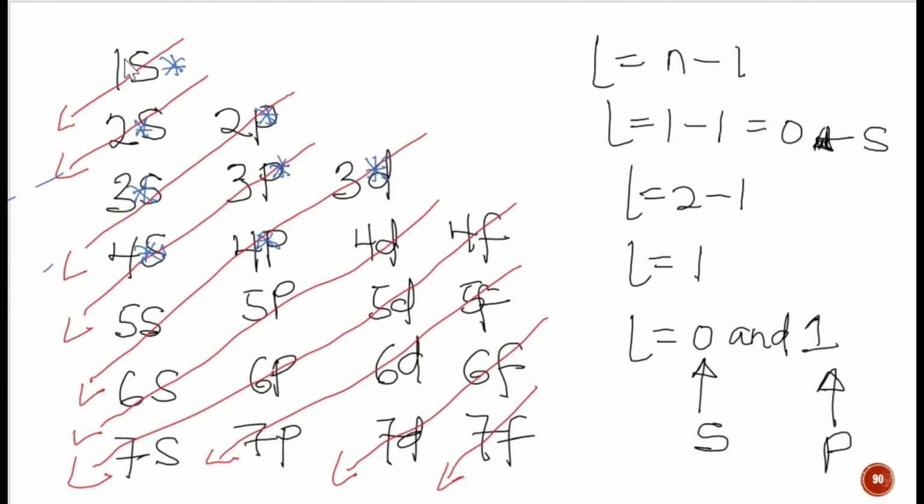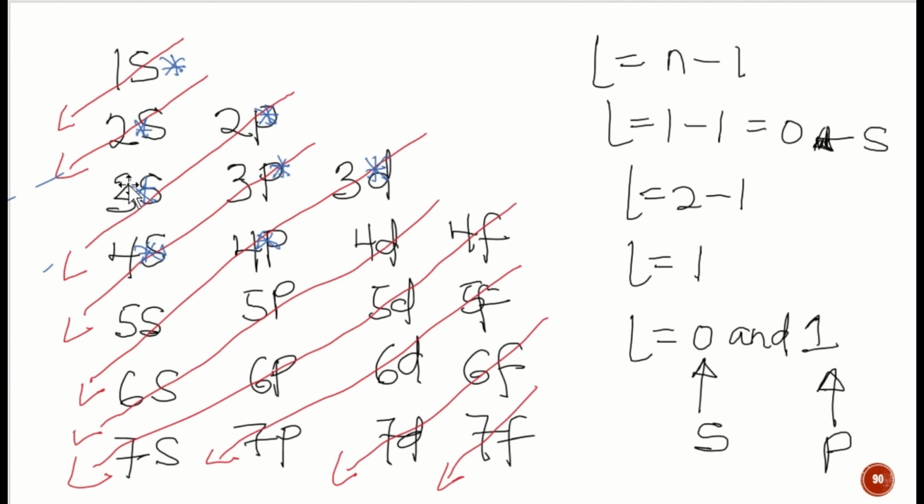If I enter into N1, I'll use the formula L equals N minus 1. So L will equal 1 minus 1, which denotes 0, which stands for the S orbital. So that means that in my first energy level, I will only have the 1s orbital there. If I have N to be 2, I have 2 minus 1, which will give me 1. The range of values will be 0 and 1. So the orbitals will be S and P. So in my second energy level, I'm going to have a 2s and a 2p.